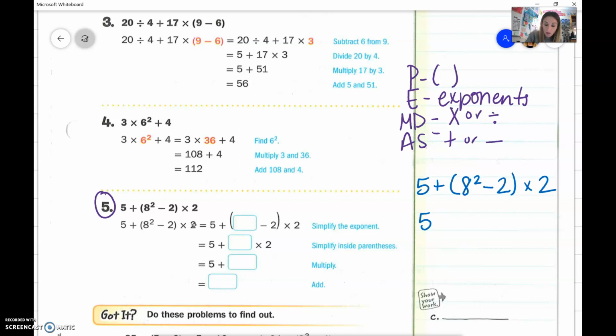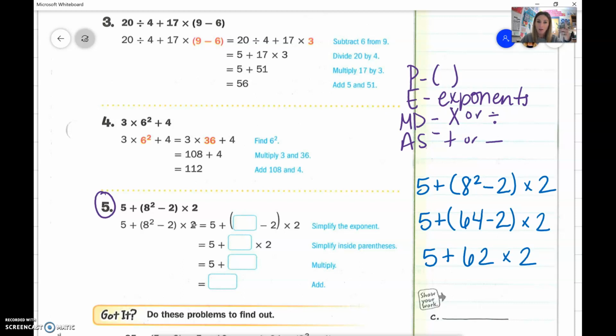So I'm going to bring this part down, and I'm going to get rid of the exponent in my parentheses. So 8 times 8 is 64. I'm going to bring down that minus 2 that's in there, and then I have times 2 at the end. Now, P, parentheses. Yes, I still have to do what's in my parentheses to get rid of it. So I'm going to bring my 5 plus 64 minus 2 is 62 times 2. Okay, so far so good, right?